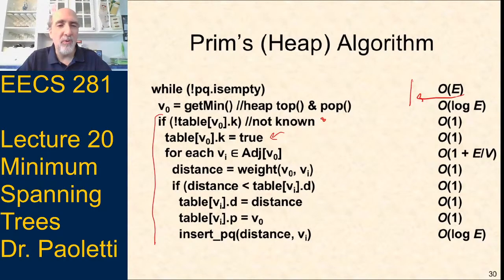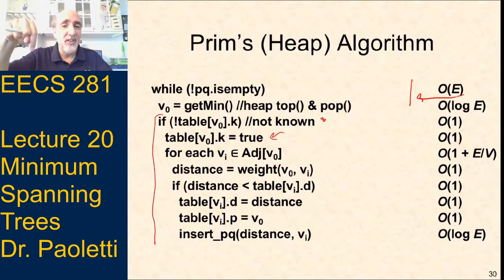It's outdated info. So we say if it's not known, so if we haven't already found a way to get to this vertex, mark it as true, and then for every vertex I that's adjacent to vertex 0, we run through the adjacency list. How many things are in the adjacency list? O of 1 plus E over V. That's the cost. O of 1 is to get to the head of the linked list. E over V is the length of the average list.